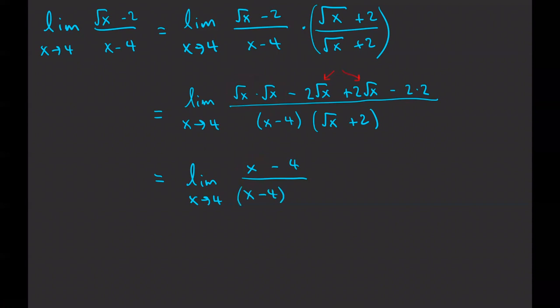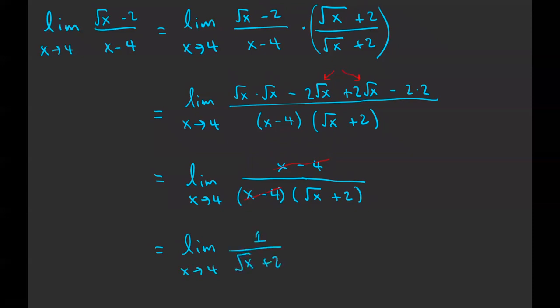And now you can probably see why I didn't want to distribute out this denominator. That's because these x minus 4s are going to very nicely cancel here. Make this look a little nicer. There we go. So these x minus 4s cancel very nicely, and what I'm left with is the limit as x approaches 4 of 1 over square root of x plus 2.